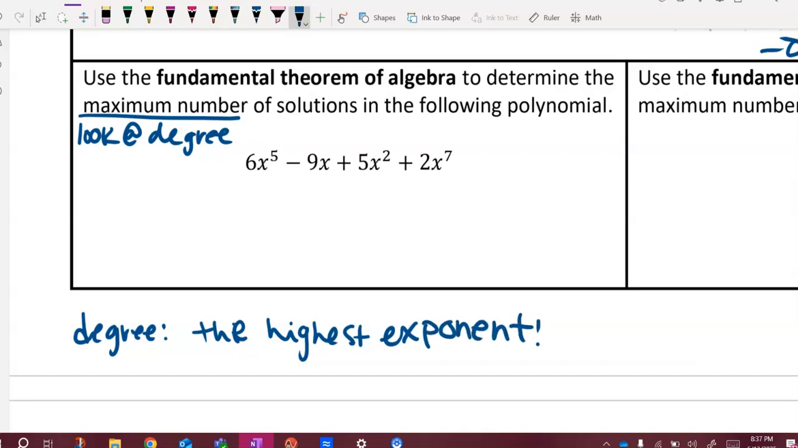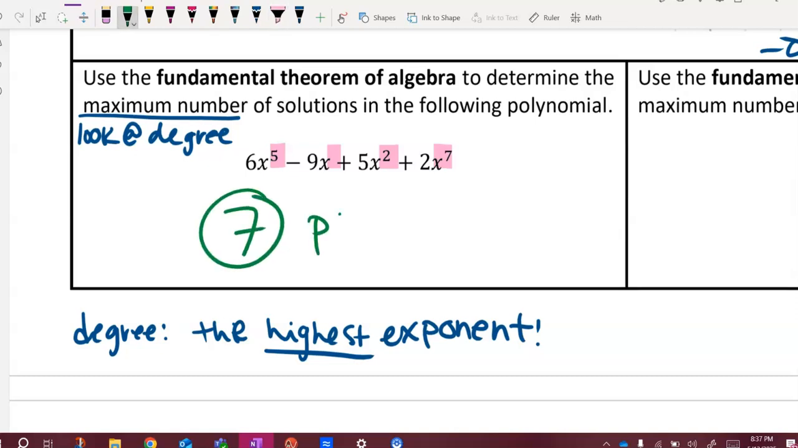So even if the polynomial is not in standard form, which means highest to lowest exponent, we need to find the highest. It's not the first one. It's the largest, the highest number that we have as an exponent. So here, let's just look at all of our exponents. We got 5, we got 1, we got 2, and we got 7. Which number is the highest? 7. So that means we have 7 possible solutions.